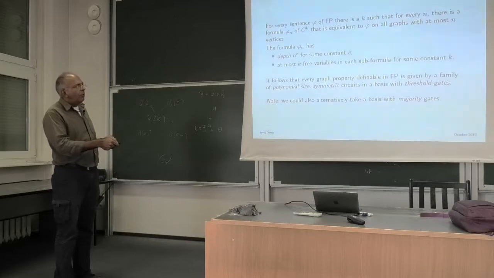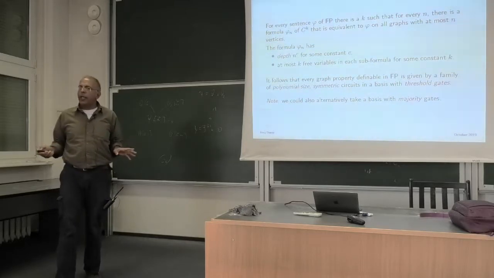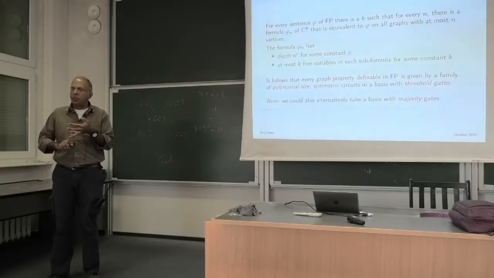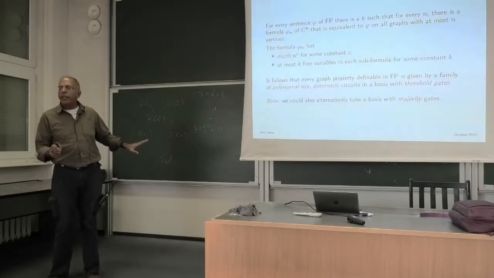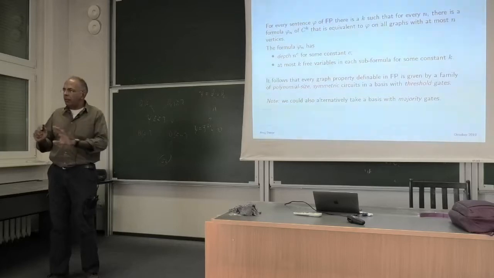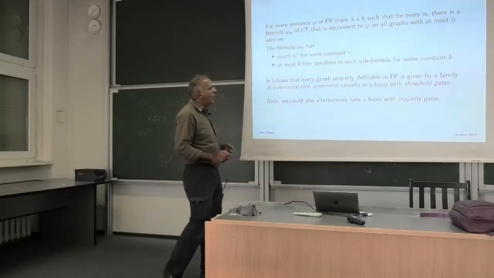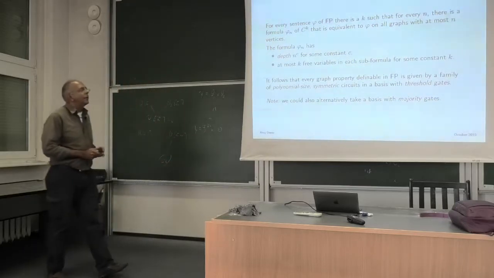It turns out, instead of threshold gates, you could just use majority gates. So that's just one type of gate, along with and, or, not, and just majority. Turns out that's enough to do everything. Still symmetrically, you can simulate threshold gates. But I'm not going to worry about that. I'm happy to just take this basis.